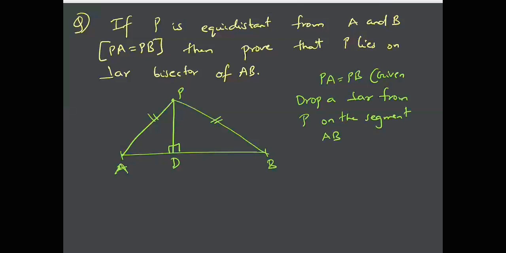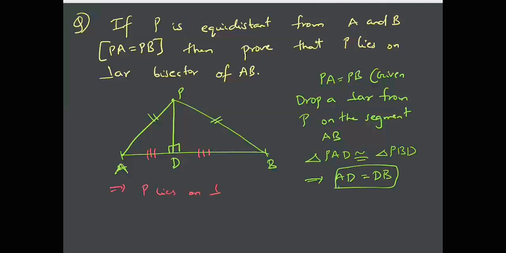Now, if you observe the two triangles PAD and PBD, these are congruent by RHS because these two are right angle triangles. The hypotenuse is equal in both triangles, and this is a side which is common to both triangles, so it is equal. So I can say that triangle PAD is congruent to triangle PBD. This implies that AD equals DB. This implies that P lies on the perpendicular bisector of AB.